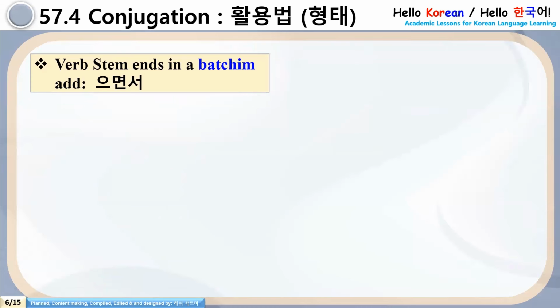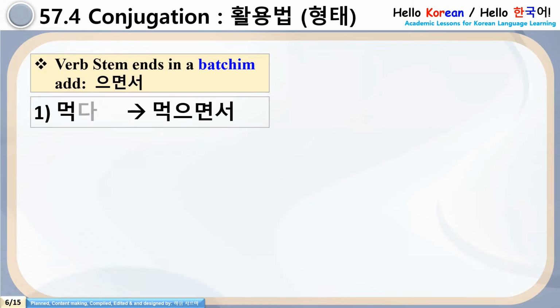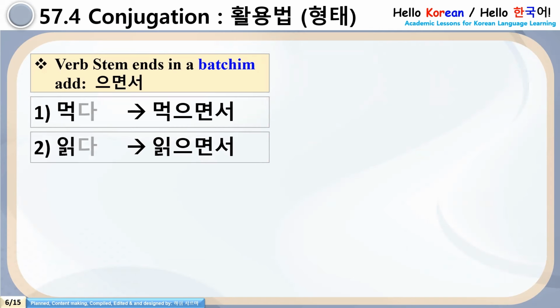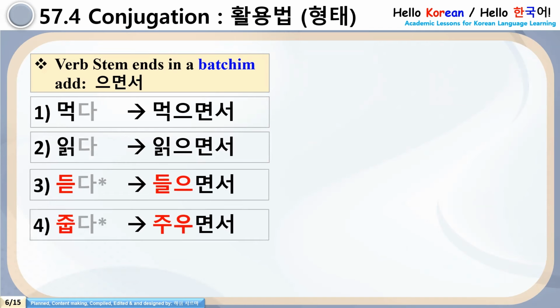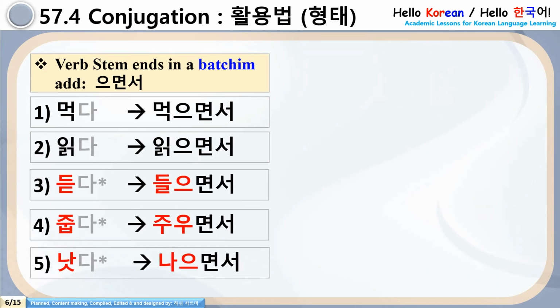Next. Now it's time to see the conjugation rules in more detail. Verb stem ends in a pachim, add 으면서. See a few more examples. Number 1, 먹다, 먹으면서. Number 2, 읽다, 읽으면서. Number 3, 듣다, 들으면서. Number 4, 춥다, 추우면서. Number 5, 낫다 will be 나으면서. So number 3, number 4 and number 5 are irregular conjugations.